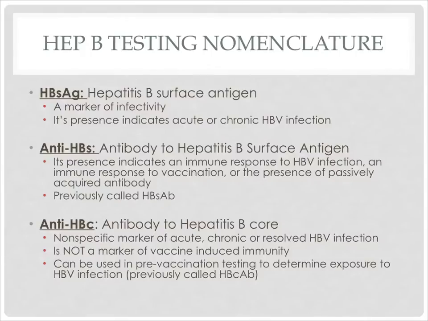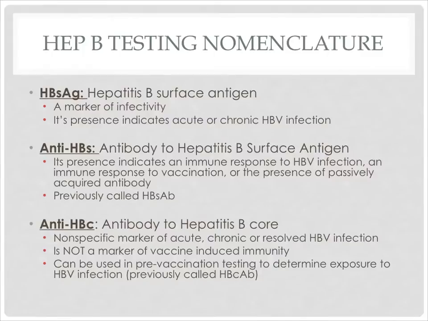Now, the antibody to hepatitis B surface antigen, formerly known as the Hep B surface antibody, its presence indicates an immune response to a Hep B infection, an immune response to vaccination, or the presence of a passively acquired antibody. So the moral of the story with this one here is that when you see this, and this is positive, it means that there has been an immune response.